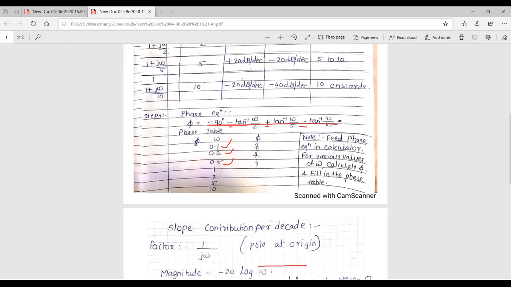Now, one more point I would like to mention here. In this phase equation, you can write the equation in any sequence, whichever factor comes first, that should be first.